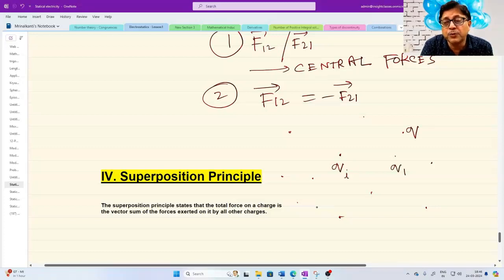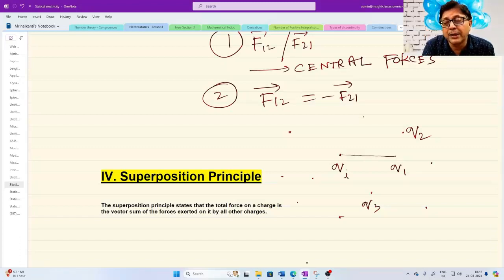It will experience force due to Q2. It will experience force due to Q3. But when you consider force between Qi and Q1, then you will assume that no other charges in their surrounding. Charges are there, but they cannot influence the force between Qi and Q1. Okay? So the force of interaction between two charges is completely independent of the presence of other charges in their surrounding.